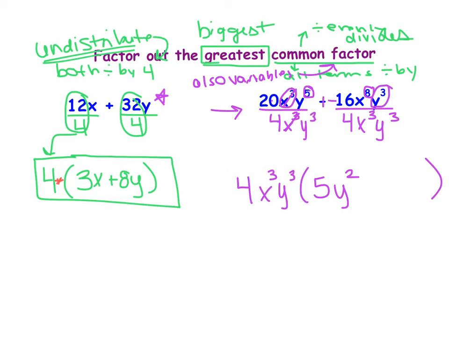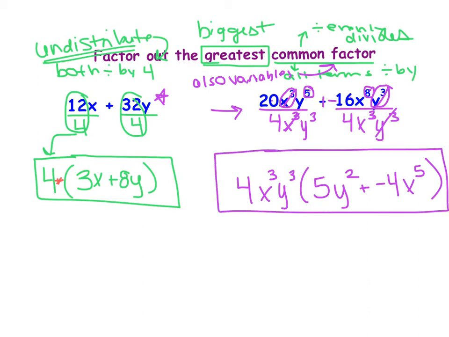And then here I'm going to use keep change, so I have plus a negative. Well, 16 divided by 4 is 4. X to the eighth over x to the third, we just subtract 8 minus 3, which leaves me with x to the fifth. And then the y to the thirds completely cancel out. So here we've rewritten this into factored form, and notice that if I were to redistribute that 4x cubed y to the third back into the problem, then I would end up right back where I started.